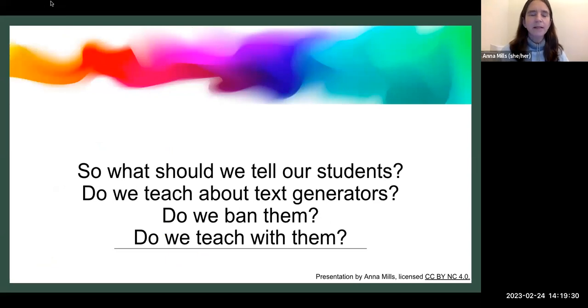But these big questions do come up, leading to both excitement and consternation. What do we tell our students? They can access this right now. Do we introduce it? Do we teach about it? Do we try to ban it? Or do we teach with it?